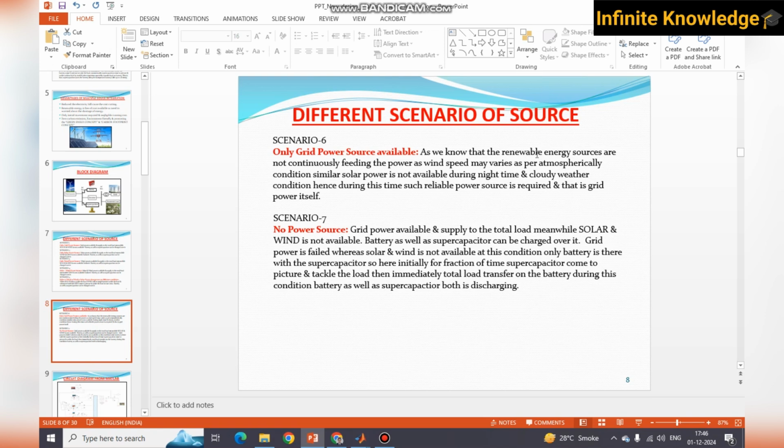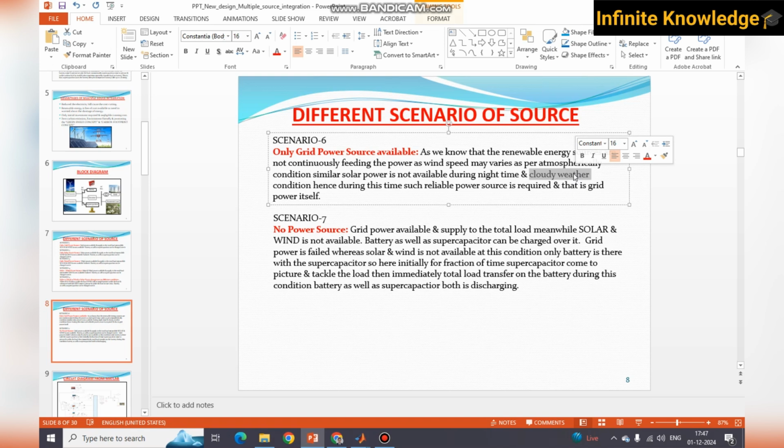As we know, renewable energy sources do not continuously feed power, as wind speed may vary with atmospheric conditions. Similarly, solar power is not available during the night or cloudy weather. At night solar does not generate sufficient voltage, and if the weather is cloudy, no satisfactory sunlight is available, so the voltage is reduced. Hence during this time the reliable power source is only the grid itself.